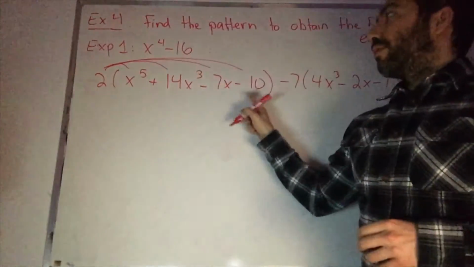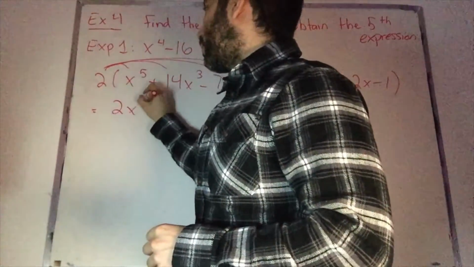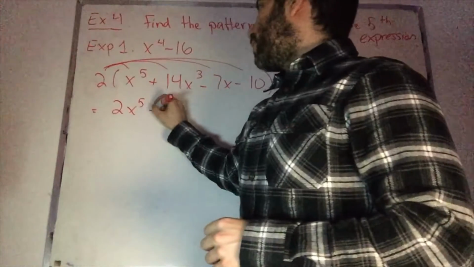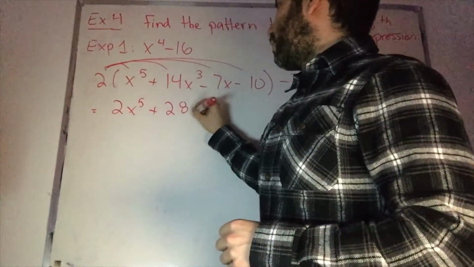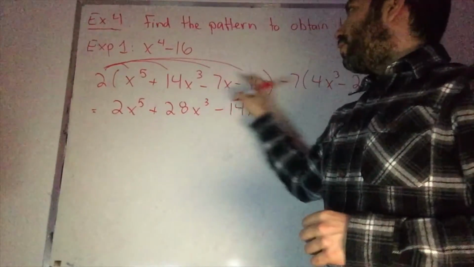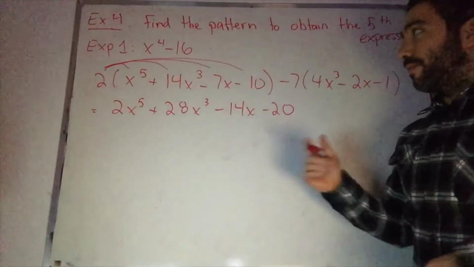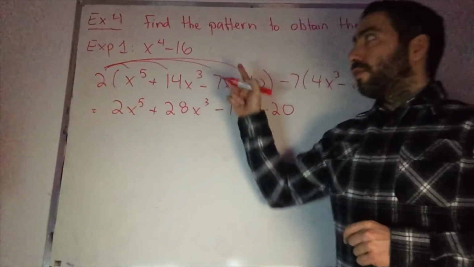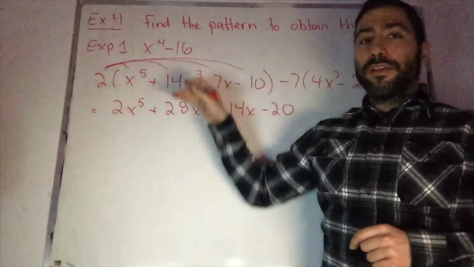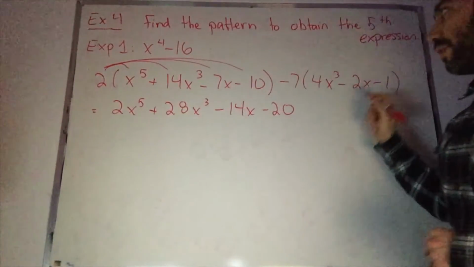Don't leave anyone out. So 2 times x to the 5 is 2x to the 5. 2 times 14x cubed is 28x cubed. 2 times negative 7x is minus 14x. And 2 times negative 10 is minus 20. So be very careful here. You don't want to make a mistake, because if you make one small little mistake, you lose the pattern. So you won't be able to solve the problem. So take your time, double check your work over here.